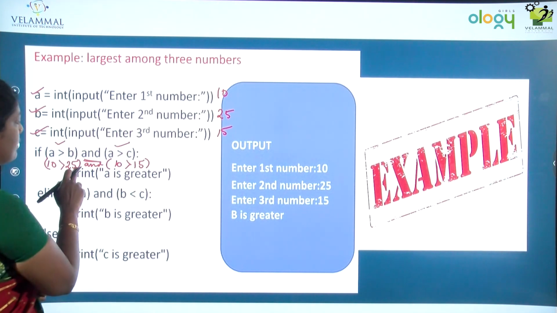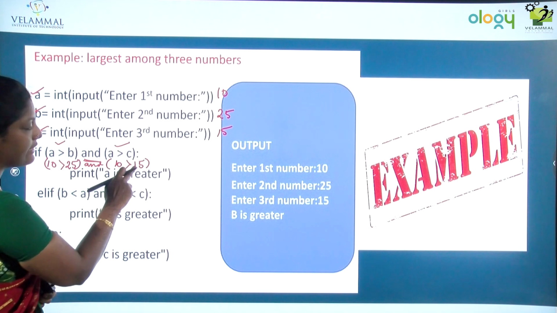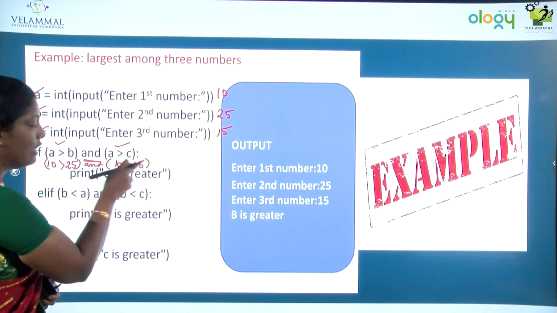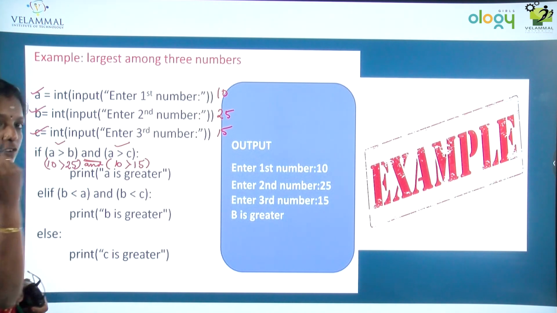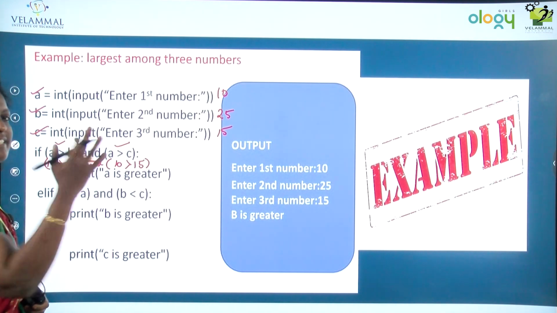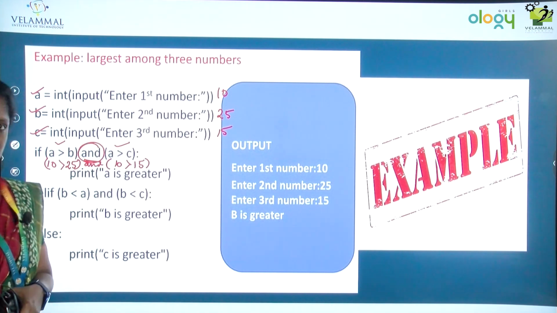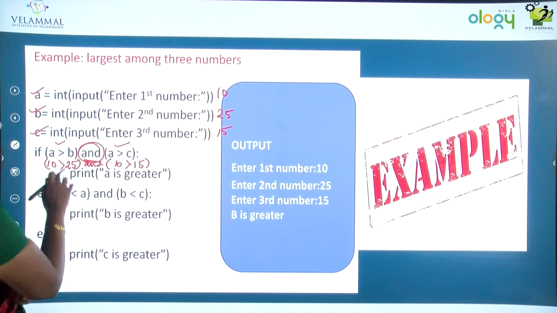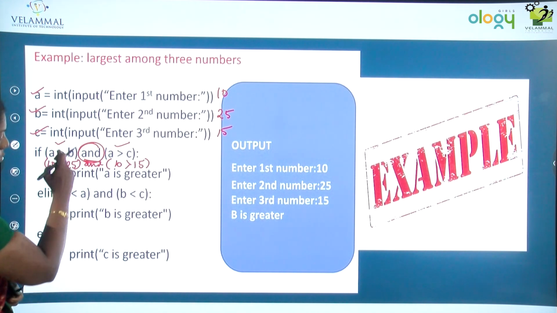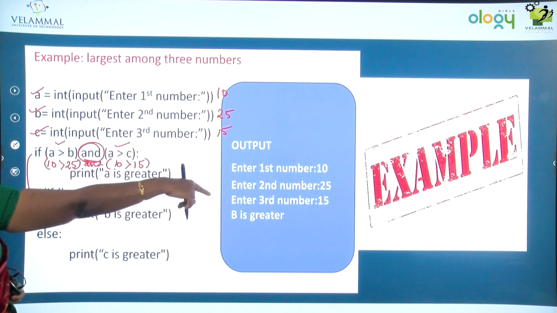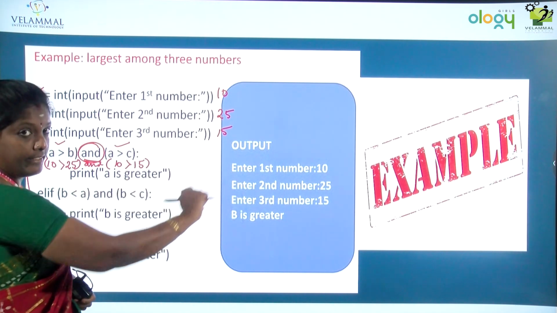Okay? Is it greater? This has to be true as well as this has to be true. If any one side becomes false, it will not execute this statement at all. That is the purpose of the AND operator. Understand? Yes. So when this condition is false, what will happen? It will come immediately over here because this condition is not true as far as our example is concerned.